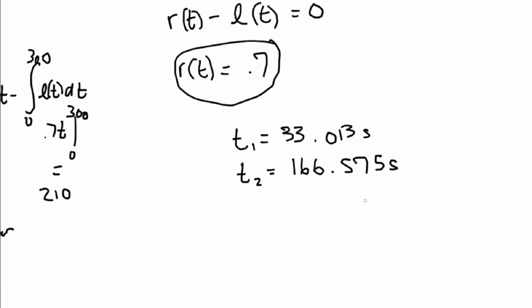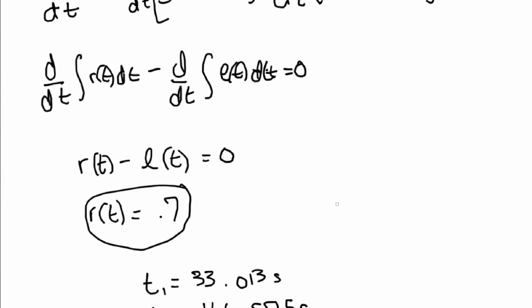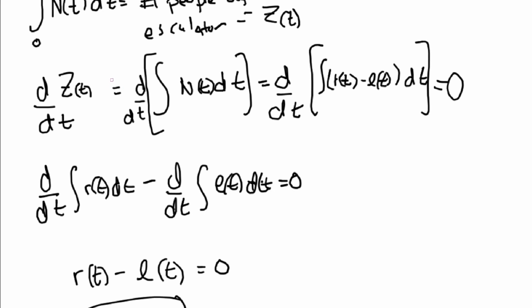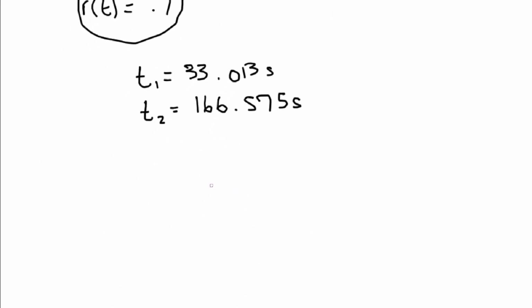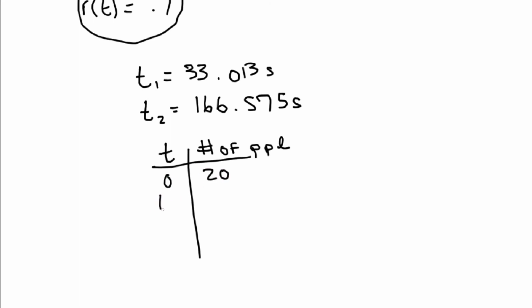seconds. So at these two times, the function z of t, which is the number of people on the escalator, is at a min or a max. We don't know if it's min or max yet because we haven't actually plugged it in, but let's just test now. So the time, and let's say the number of people. At 0, we know there's 20 people. At T1, which I don't want to write out, but it's just this 33.013 seconds.